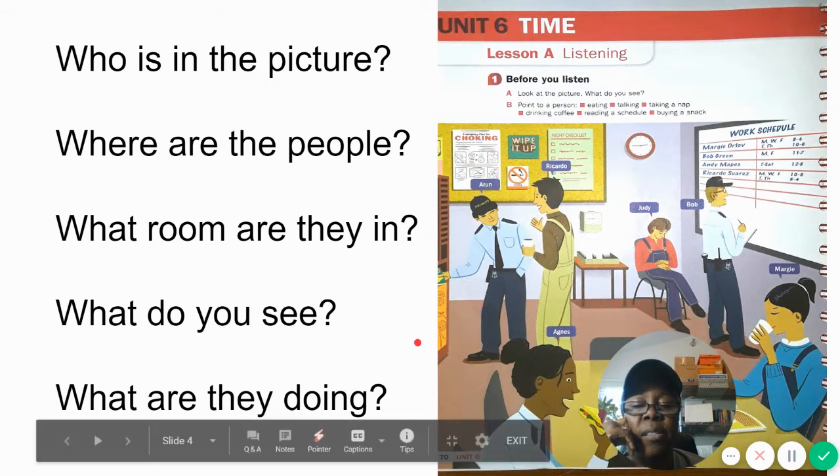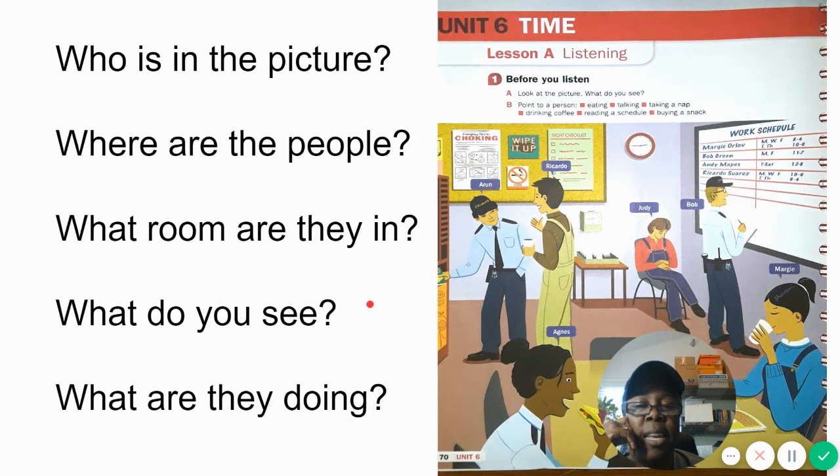Now, what are some things that we see? Like I said, this is a bulletin board right here. Of course, we see a clock. We talked about that. That tells time. This is a whiteboard. This whiteboard has the work schedule on it.